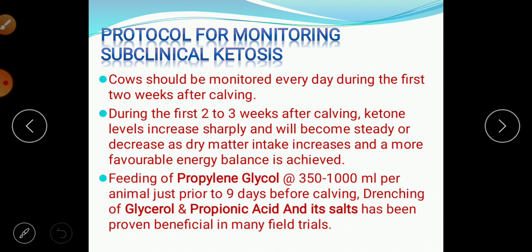So, feeding propylene glycol, this compound accelerates the gluconeogenesis process, and it should be given at 350 to 1000 ml per animal, starting about 9 days before calving. This compound also maintains a positive energy balance and avoids the negative energy balance. Drenching with glycerol and propionic acid and its salts has been proven beneficial in many field trials. Before parturition, you should administer propylene glycol to the animal, so that after parturition the incidence of subclinical ketosis or ketosis will be less or negligible.